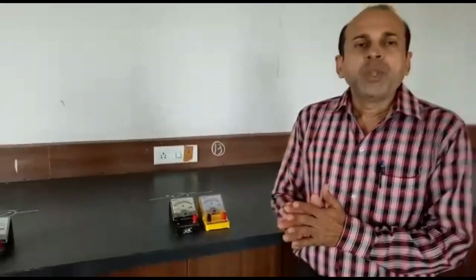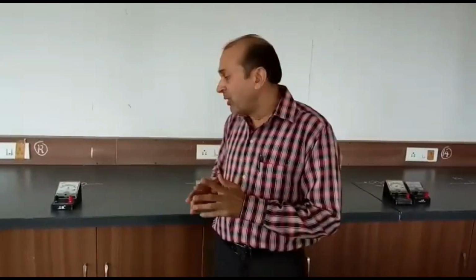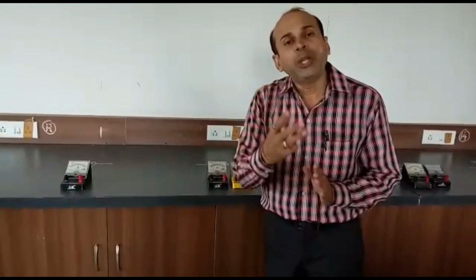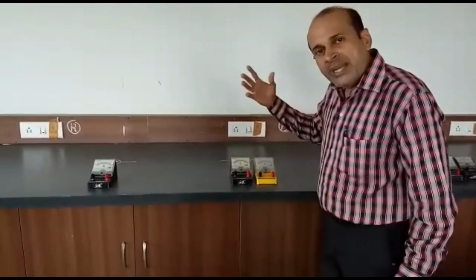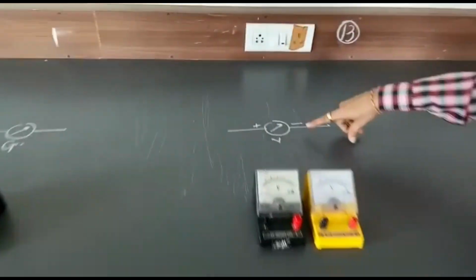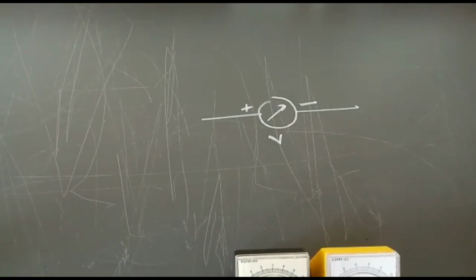Now this voltmeter measures the potential difference across any device. So whenever you connect it, you connect the voltmeter in parallel to that device. The symbol of the voltmeter is V, with positive and negative terminals. Now the last meter is a galvanometer.